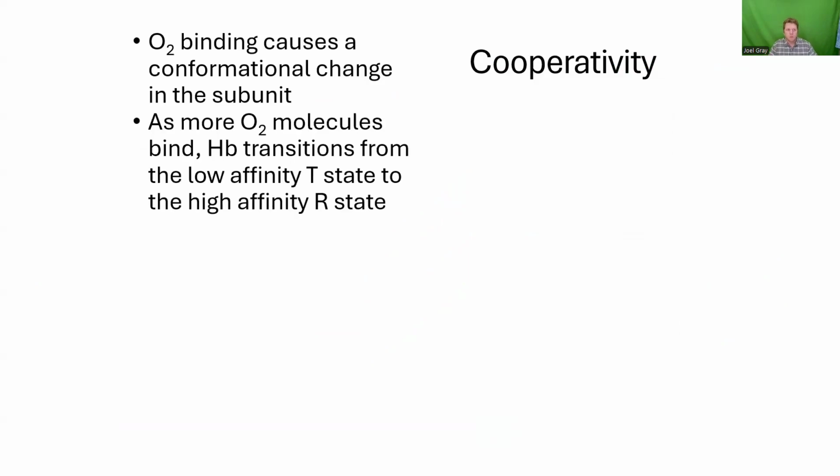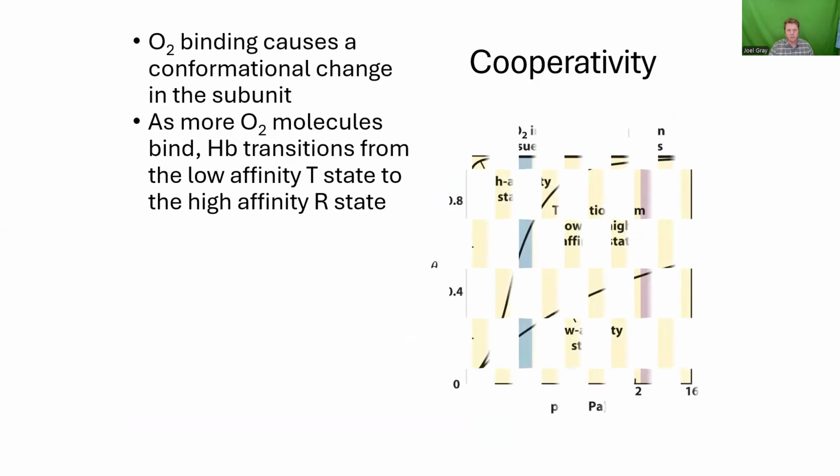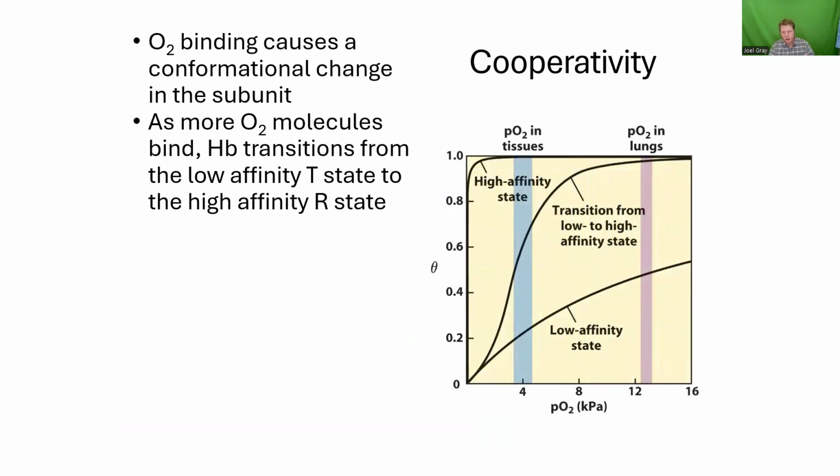Now, the significance of all of this is that O2 binding causes a conformational change. This goes back to the beginning where we were talking about conformational changes in protein ligand interactions. This is why we use hemoglobin as a model. As more O2 molecules bind, hemoglobin transitions from that low affinity T state to the high affinity R state. And we see that with this graph right here, where we have that sigmoidal shape.